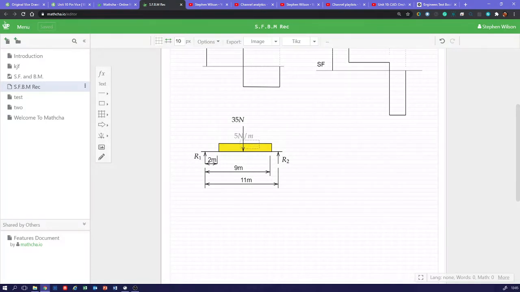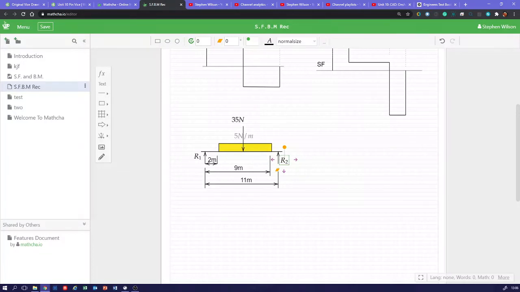So what that means is, it doesn't matter where our UDL is, our point load is in the middle of the UDL. So if our UDL is over to this side, our point load is still in the middle of the UDL. So that's the total weight of the UDL, and we place that at the center of the UDL. So now we can do our moment calculations in order to find R1 and R2.